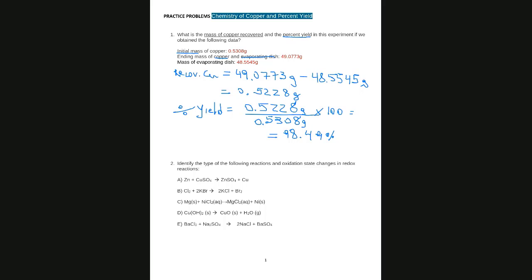It is a single replacement. We call it also redox. Yes, exactly. In general, these are called redox, but it's a single replacement as well, because we get a free element that is different from the free element that we had at the beginning. Let's look at the oxidation states.